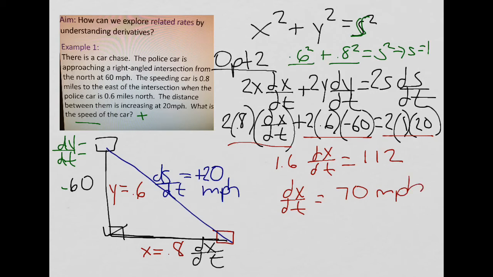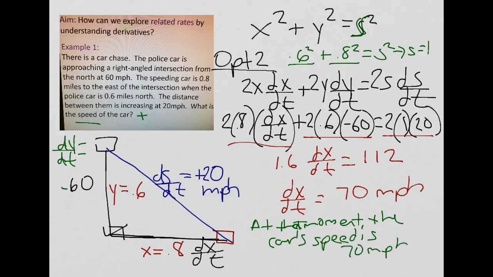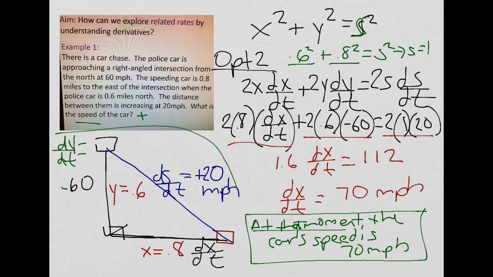Don't forget, we want to say at that moment, the car's speed is 70 miles per hour. Again, speed is positive, so we don't have to say that it's increasing. So we just have to remember to write "at that moment" to put it in relationship to this particular scenario. So one more.